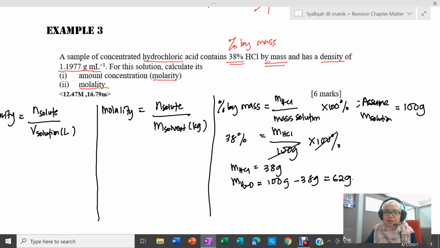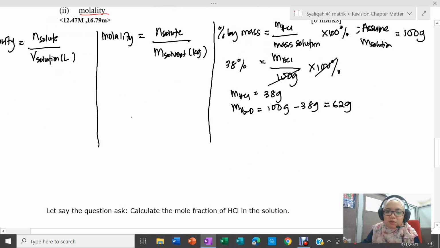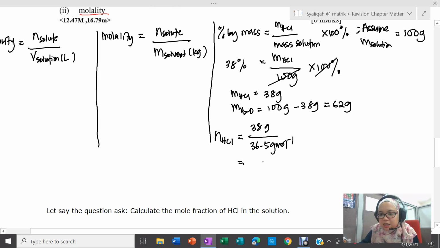Kita dah dapat mass semua. First, kita nak kena cari apa tadi? Mole of solute. So nak cari mole of solute. So mole of solute is mole of HCl lah. Mass over molar mass. Mass HCl dah dapatkan tadi. 38 gram. Molar mass HCl is 36.5 gram per mole. So you will get mole of HCl is 1.041 mole. Settle mole solute.